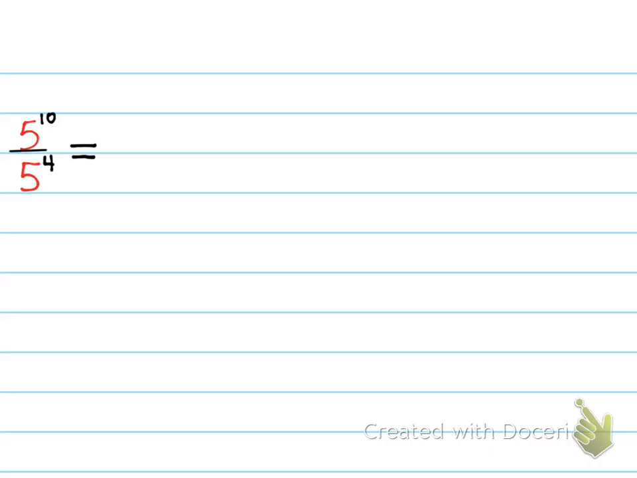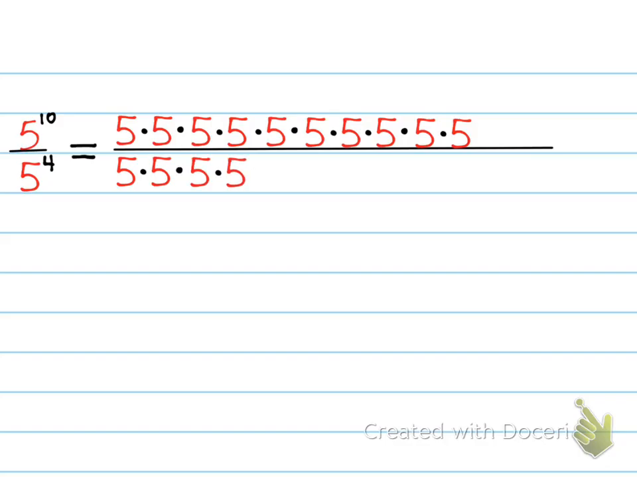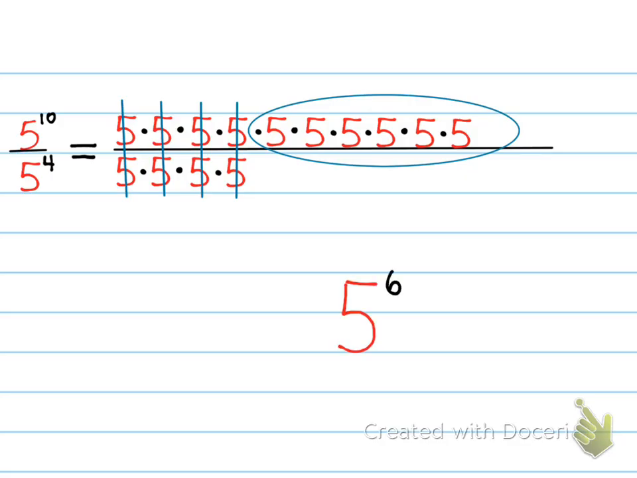So let's do 5 to the 10th over 5 to the 4th. So 5 to the 10th means 5 times itself 10 times. You can see why we have a shortcut for this, because this could be a real pain. And then I'm going to do 5 to the 4th down on the bottom. And remember, I said any number over the same number just cancels out to be 1, so it looks like I can cross out 4 of these. And then what I'm left with is my answer. I have 5 times itself 6 times, so my answer is 5 to the 6th.